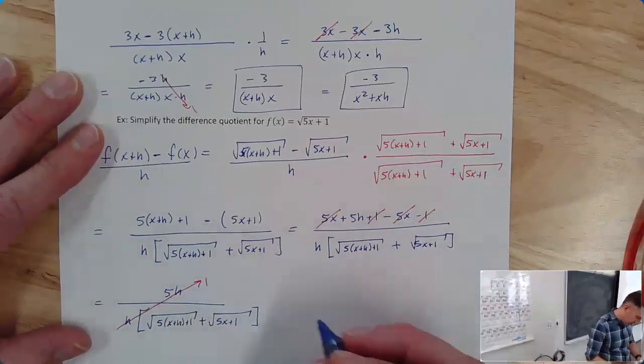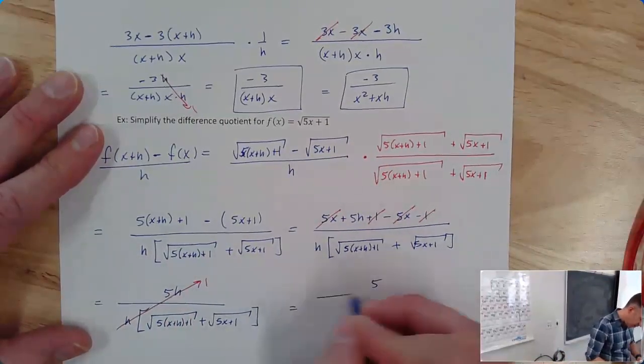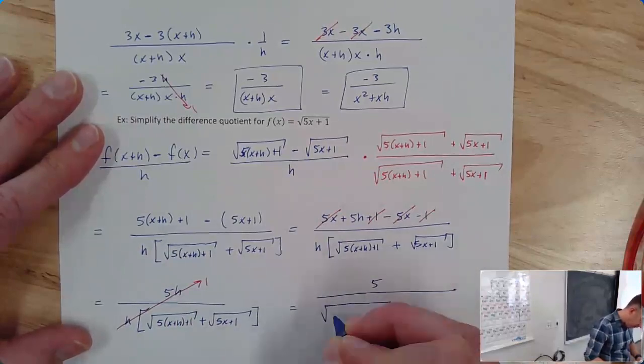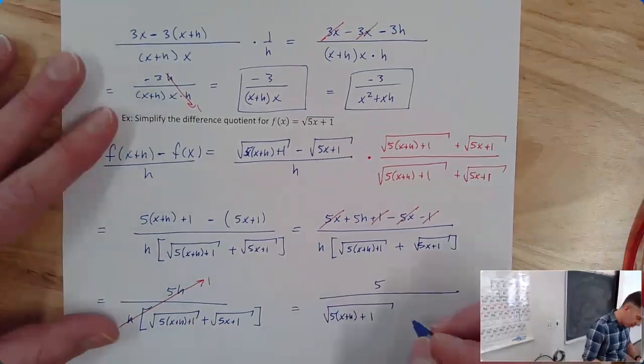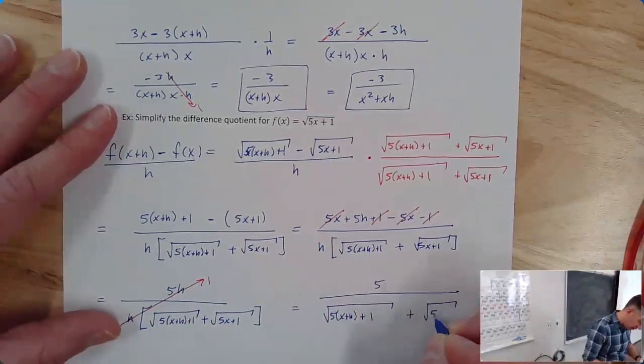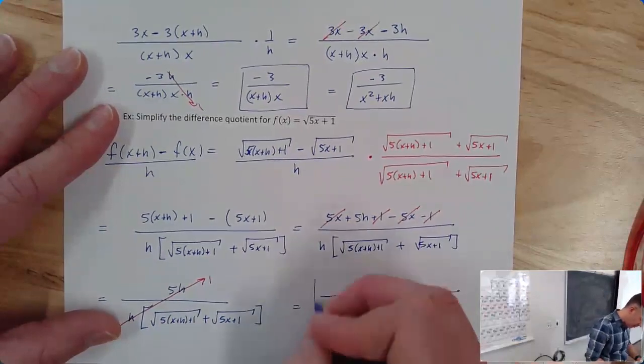So we end up with just 5 over square root of 5 times x plus h plus 1, which I guess you can multiply it as 5x plus 5h plus 1, but you don't really need to, plus the square root of 5x plus 1. And yeah, it's kind of a gross answer, but that is the answer.